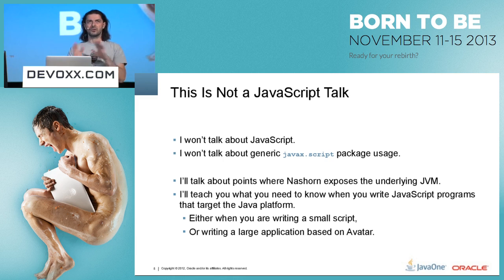So I don't want to talk about run-of-the-mill stuff. I won't talk about the language. I won't talk about the javax.script API. I suppose you either know that or you will know how to figure it out. It's a standard Javadoc. You can find it. I definitely want to talk to you about the points where Nashorn exposes the underlying JVM.